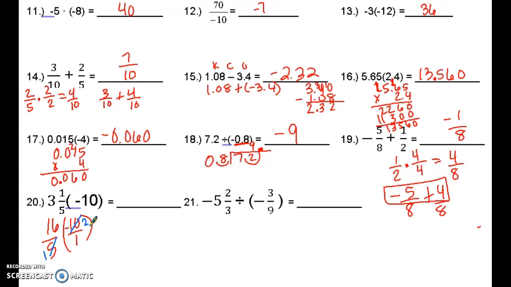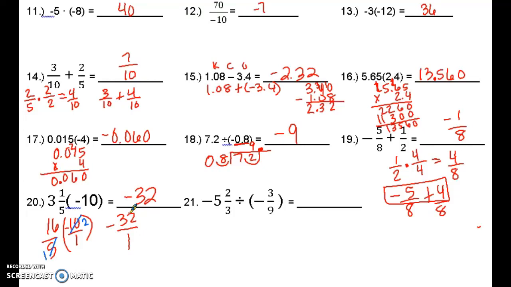Now I can multiply straight across. 16 times 2 is 32. 1 times 1 is 1. A positive times a negative is a negative. And anytime you have a number over 1, that's like saying negative 32 divided by 1, it's just going to be what's in the numerator. You turn it back into a whole number if you can. That's the most simplest form.